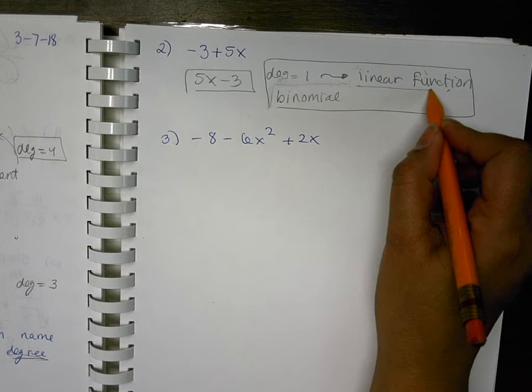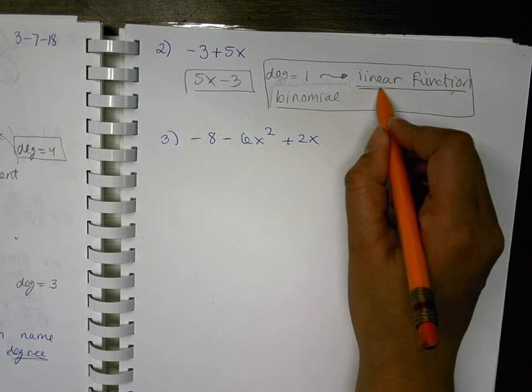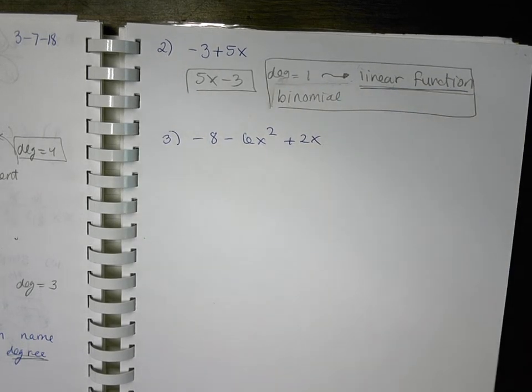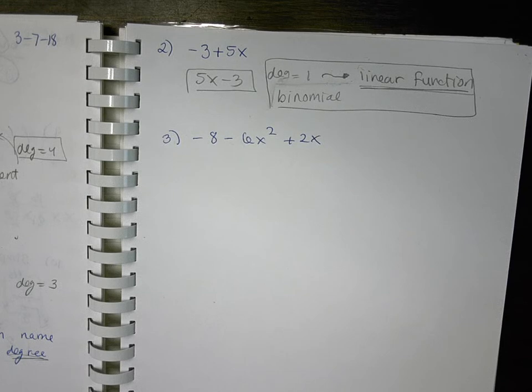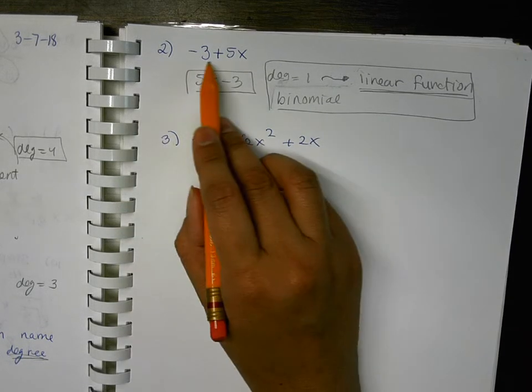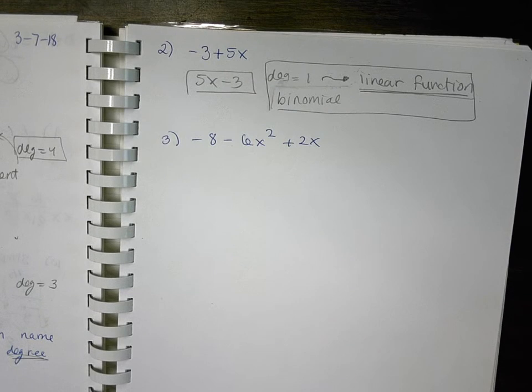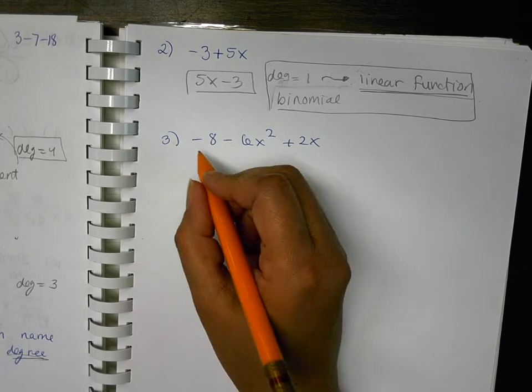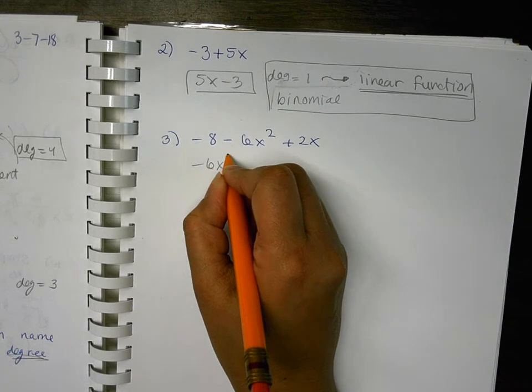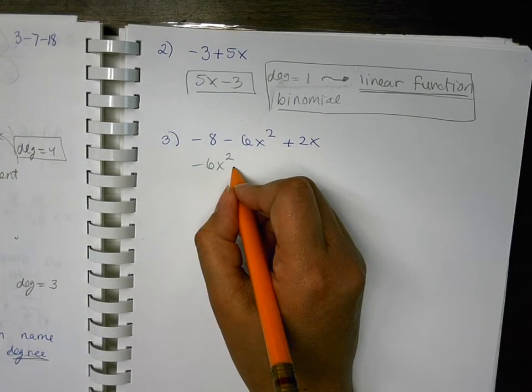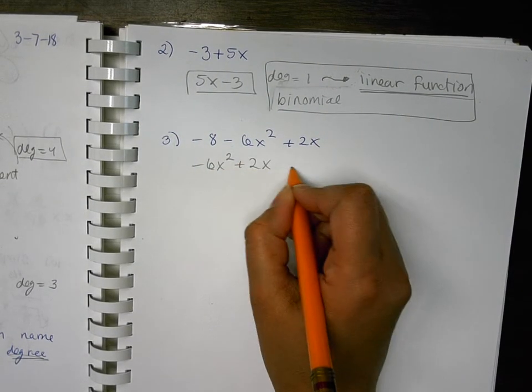There's only a special name when the degree is 1, 2, or 3. The binomial and trinomial go based off the number of terms. So two terms, binomial. You could have a one-term polynomial that's still linear or still cubic. The degree is what determines linear or cubic. Correct form: negative 6x squared plus 2x and then minus 8.